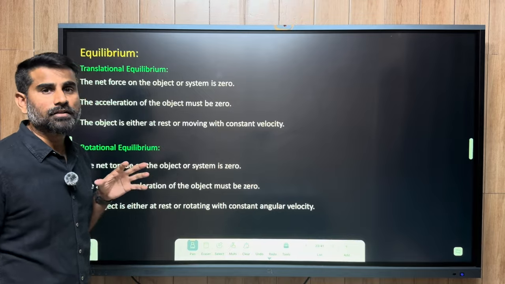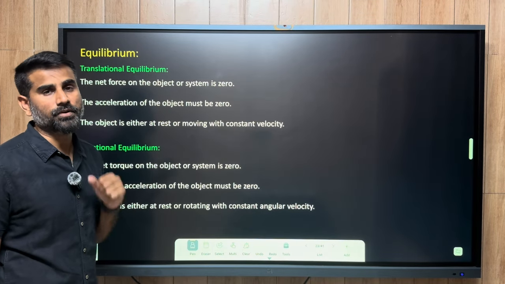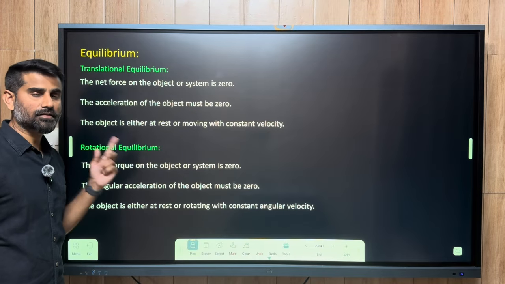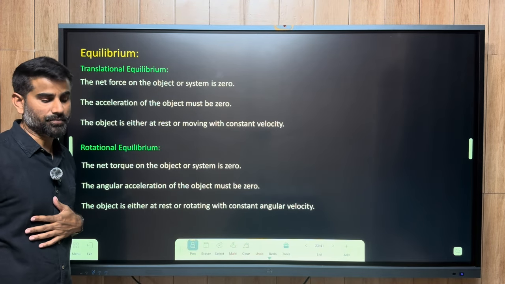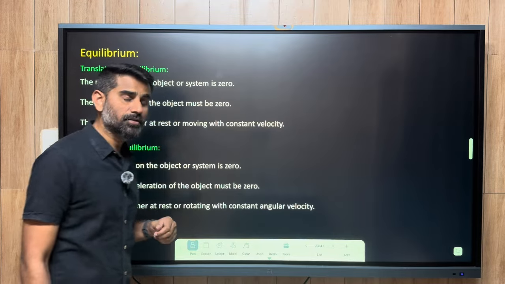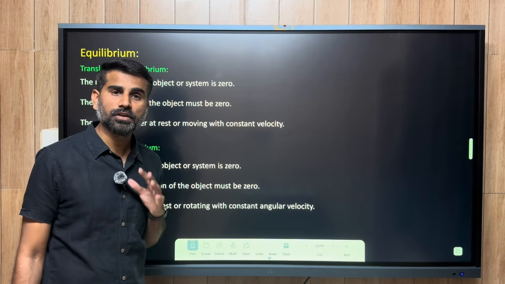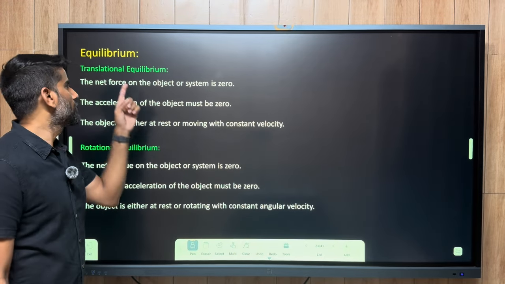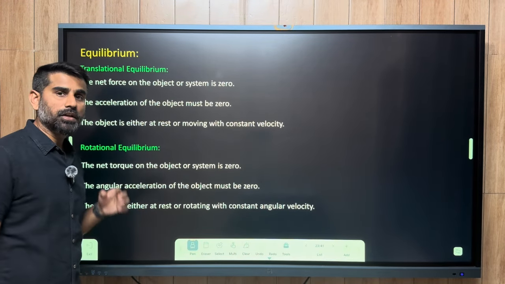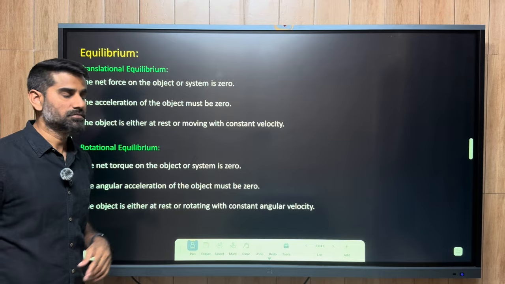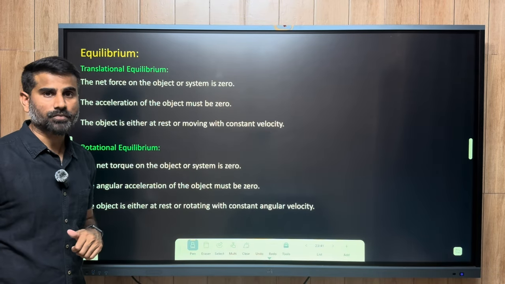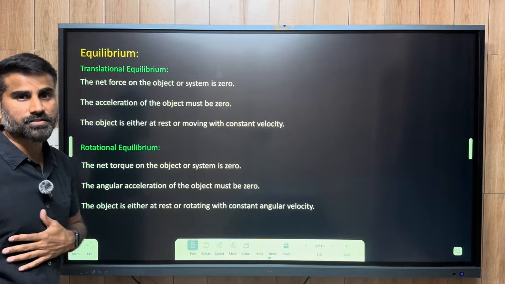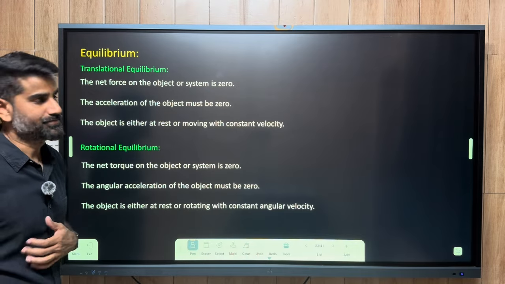First, let's learn the concept of equilibrium. Equilibrium is basically of two types: translational equilibrium and rotational equilibrium. This classification is done based on the nature of the motion. So, if the nature of the motion is translational, then we apply translational equilibrium. If the nature of the motion is rotational, then we apply rotational equilibrium. Let's understand what is translational equilibrium and how we apply it.